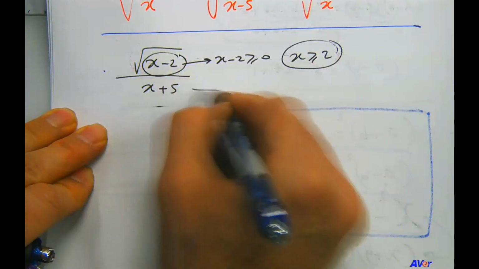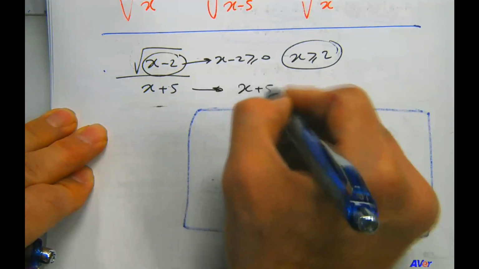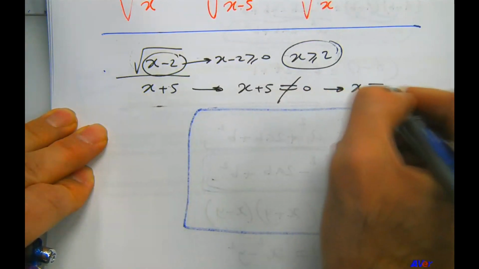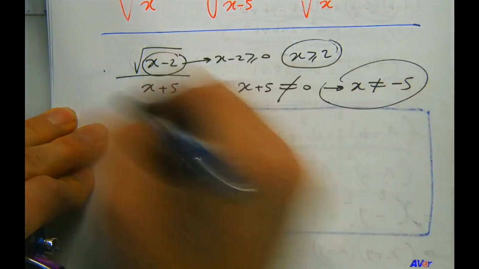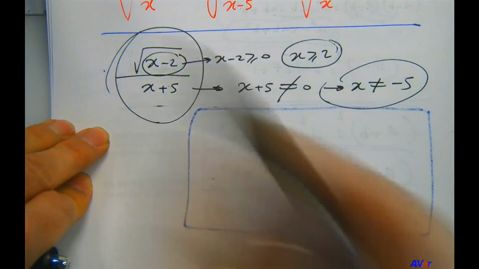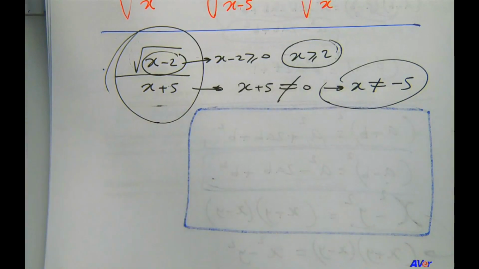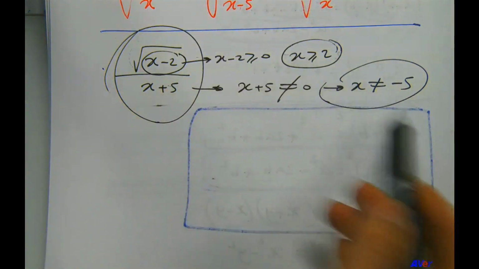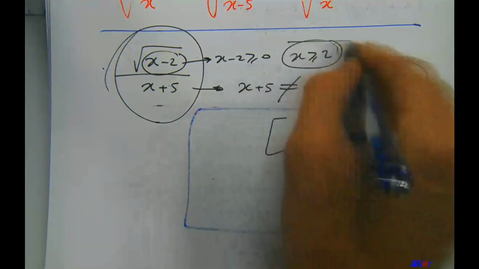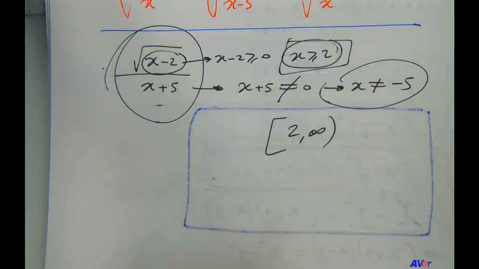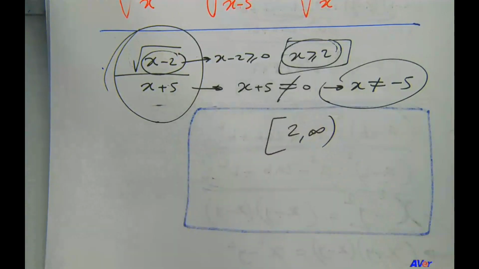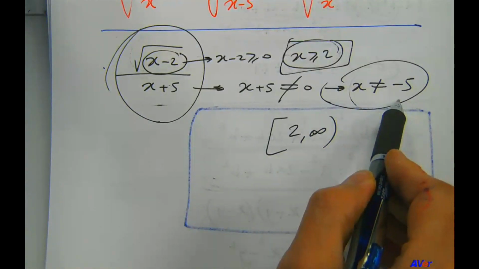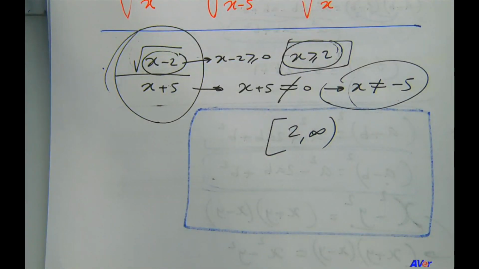From the denominator, you must make sure that this is never 0. So x plus 5 should never be equal to 0, which means x can never be equal to negative 5. Right? And then the final domain of this expression is the domain that satisfies both those conditions. And the only way you can satisfy both of these conditions is by saying that 2 comma infinity would be the domain of that fraction, because it not only satisfies that condition, it also satisfies this condition, which is x can never be negative 5. Okay?